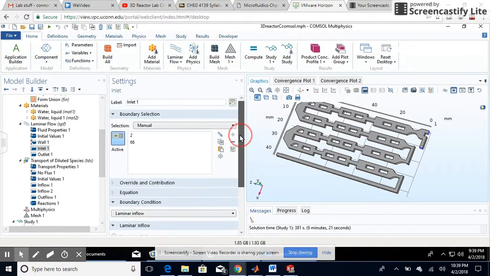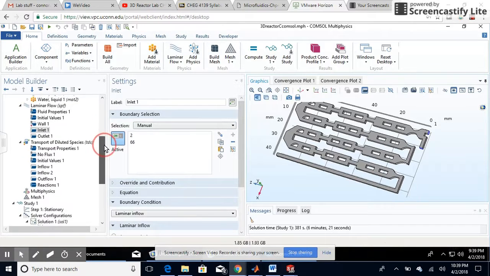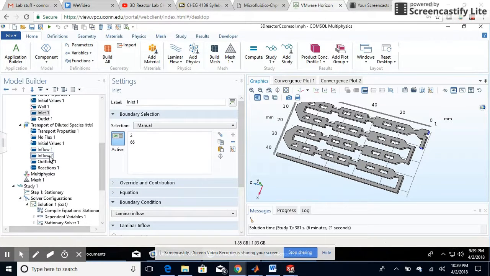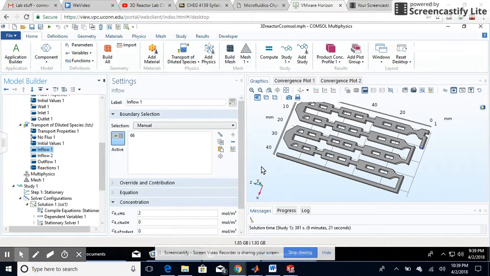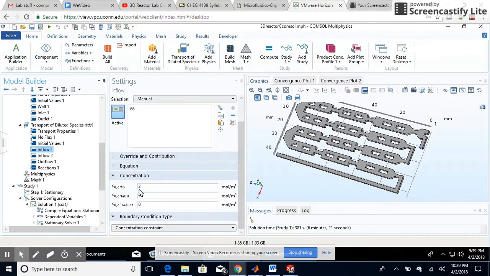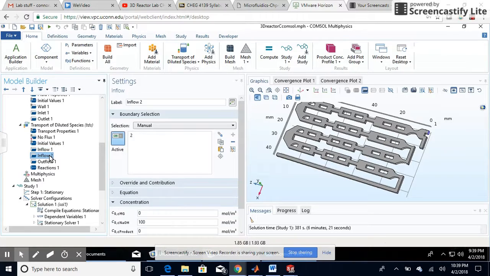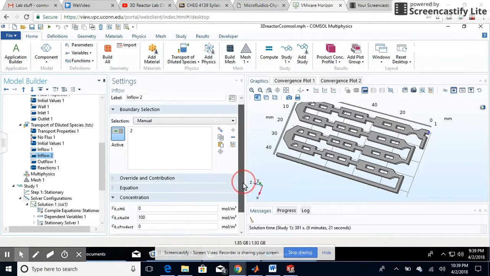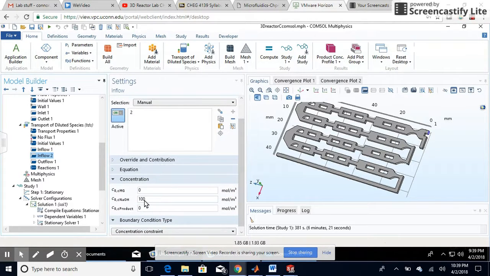We have, for the physics, transport of diluted species. We specified each inlet differently for each species. Inlet 1, we can see, is malachite green, and we had 2 moles per meter cubed. For NaOH, we had 100 moles per meter cubed, or 0.1 molar.